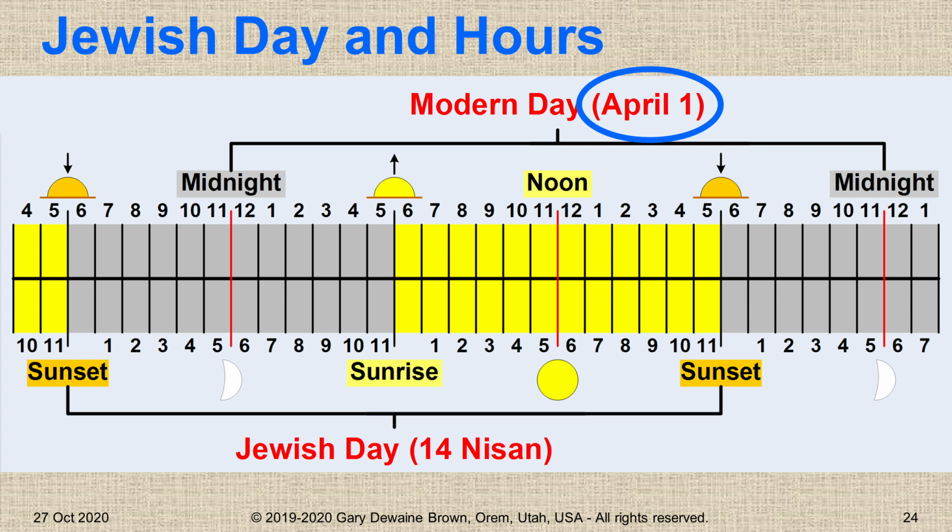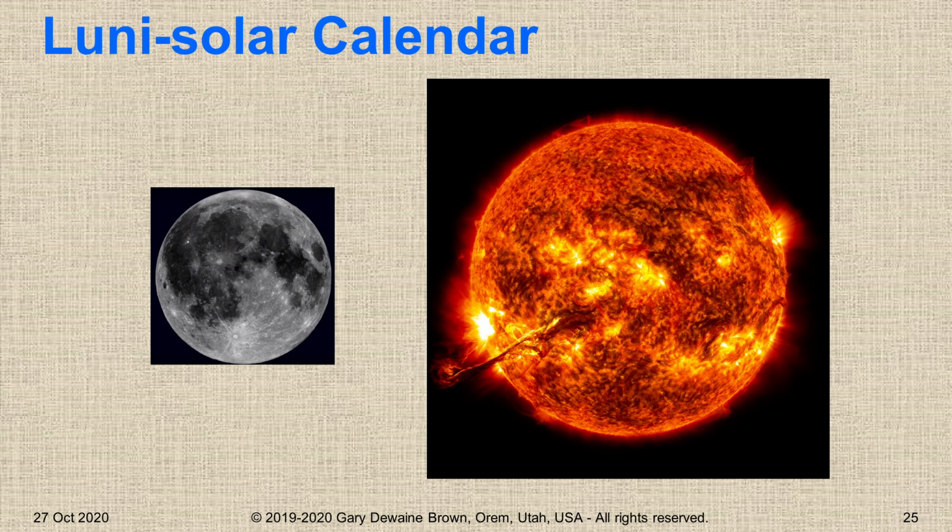For the purposes of commerce and government, modern day usage assigns the Jewish date to the modern date that contains the same noon as the Jewish date, which in the example in the graphic assigns the 14th of Nisan to April 1st. You will see this convention followed later in the presentation when we convert between modern and Jewish calendar dates. The Hebrew or Jewish calendar is a so-called luni-solar calendar that uses both the moon and the sun.